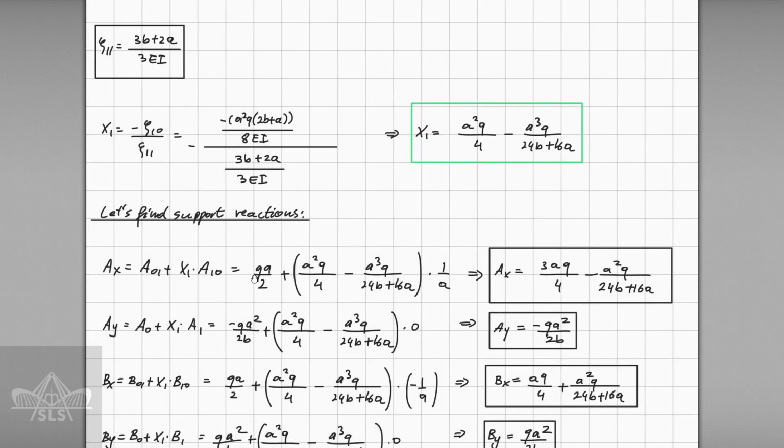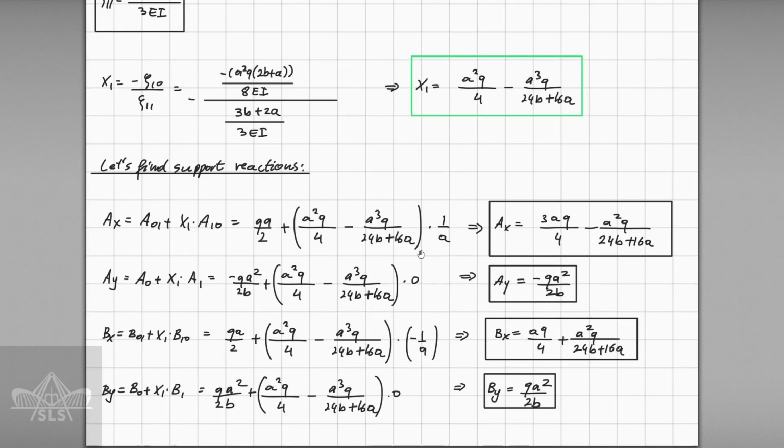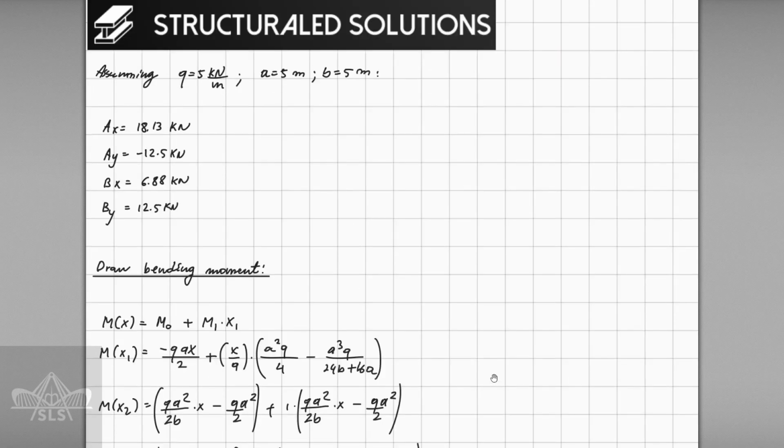And this is a parametric value, of course. If we want to find the other support reactions, we can apply the force method, as we have already found the redundant which we were looking for. And basically we just apply the force method to get these following values for the support reactions AX, AY, BX, and BY.